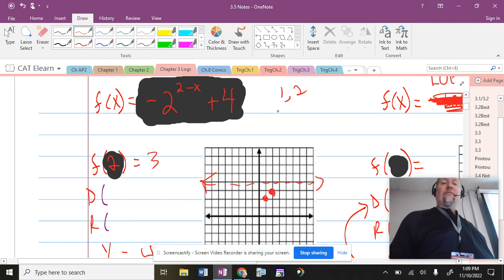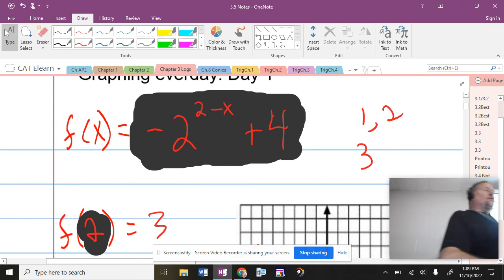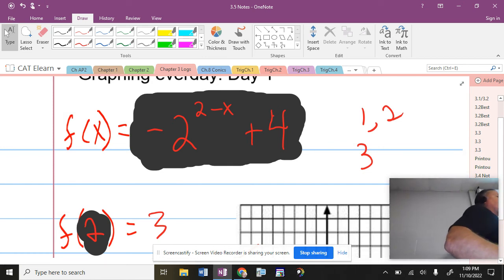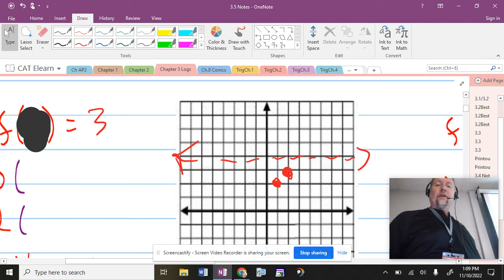3 gives me that fraction, so I will do that one just for giggles. 2 minus 3 is negative 1. 2 to the negative 1 is 1/2. Negative. Negative 1/2 plus 4 is 3.5. There's the proof. I'm going to call it proof, but we know enough that we know that's where that asymptotic behavior of getting close is.